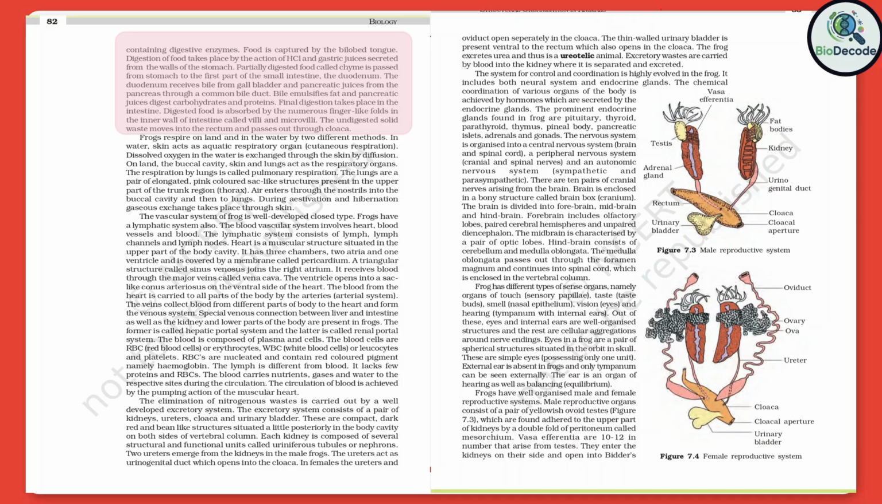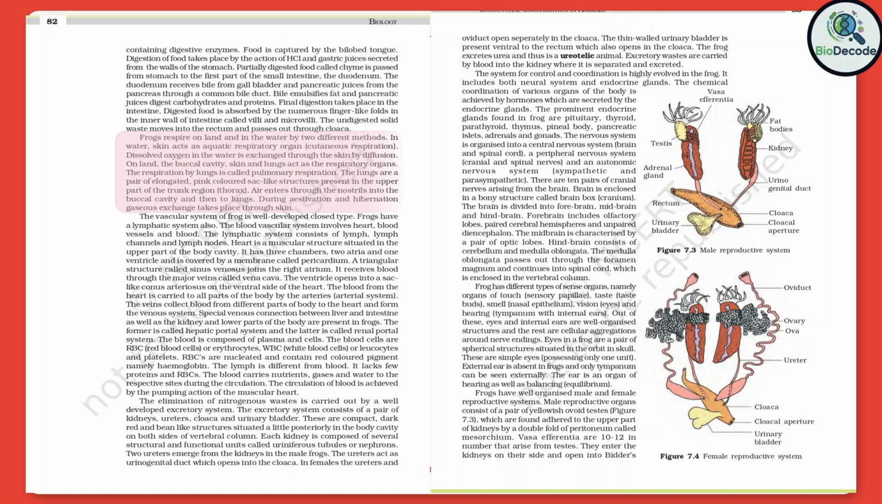The duodenum receives bile from the gallbladder and pancreatic juices from the pancreas through a common bile duct. Bile emulsifies fat, and pancreatic juices digest carbohydrates and proteins. Final digestion takes place in the intestine. Digested food is absorbed by the numerous finger-like folds in the inner wall of the intestine called villi and microvilli. The undigested solid waste moves into the rectum and passes out through the cloaca.